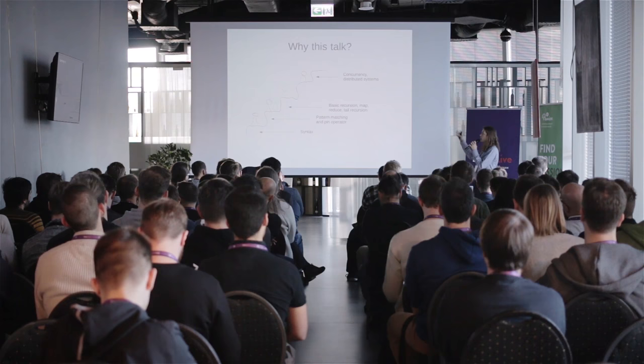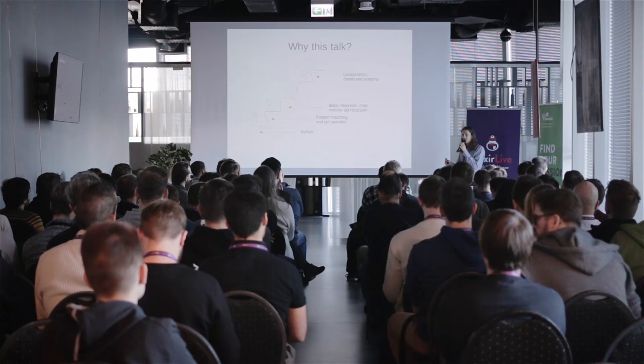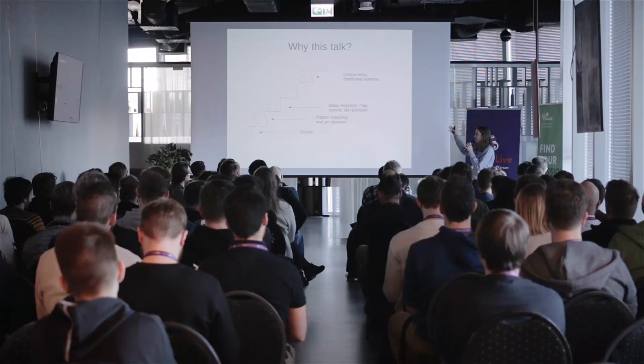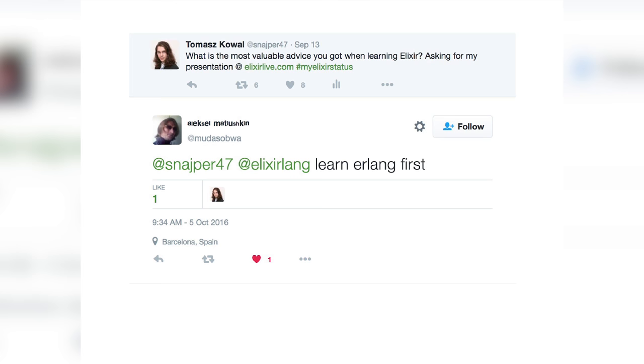And there are many great resources about concurrency, about distributed systems, because in Elixir there's the OTP, gen servers, supervisors, and it's really, really great. However, there is some link missing between knowing the syntax and learning distributed systems. So I asked on Twitter, what would be your advice for people who are just starting to learn Elixir? And the first piece of advice was learn Erlang first.